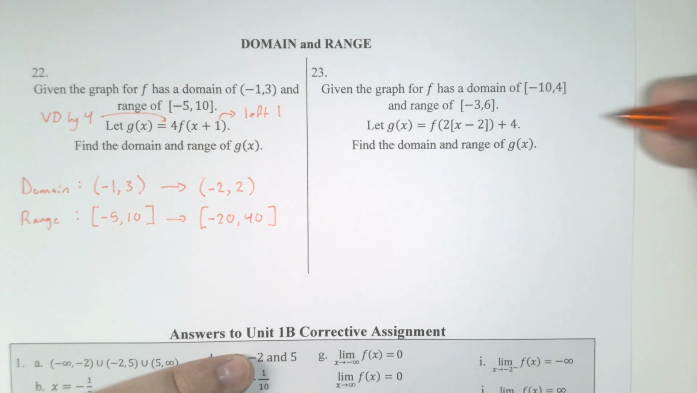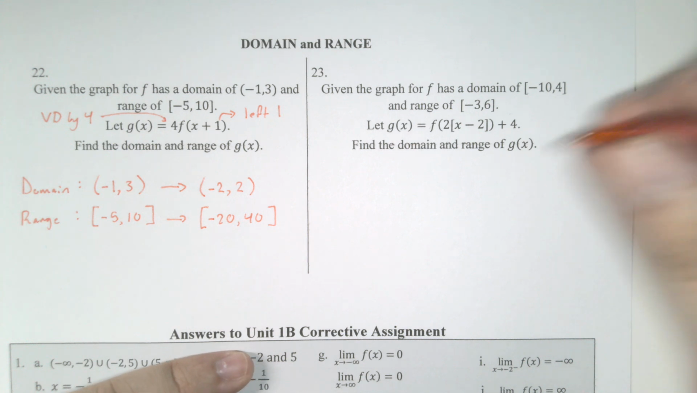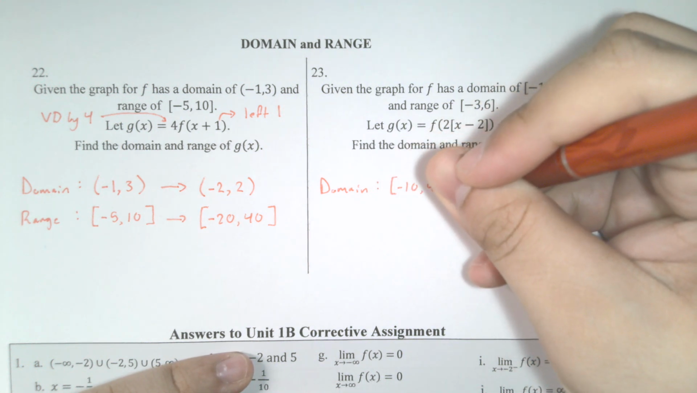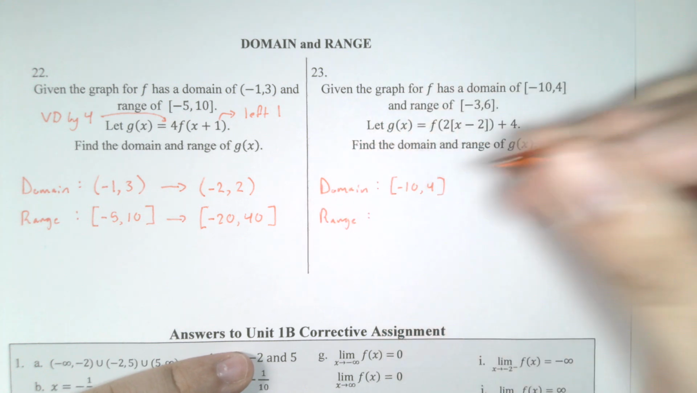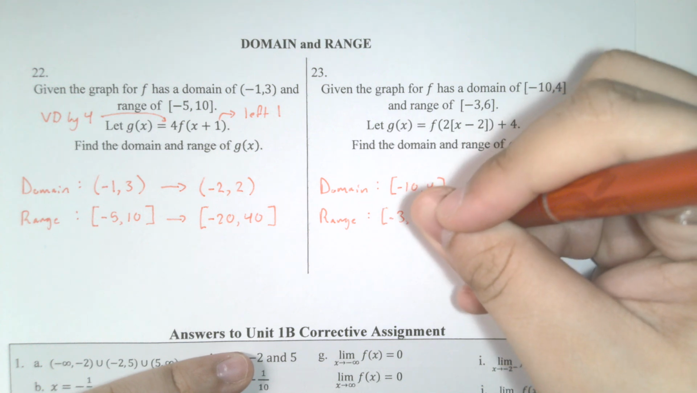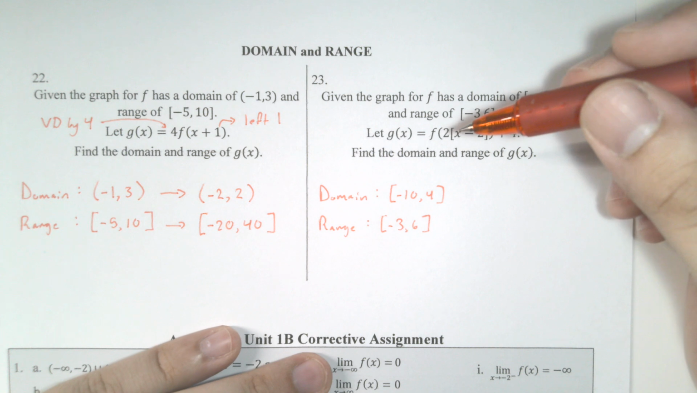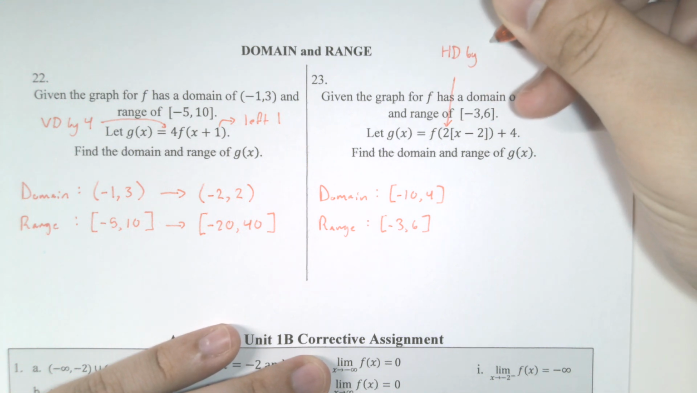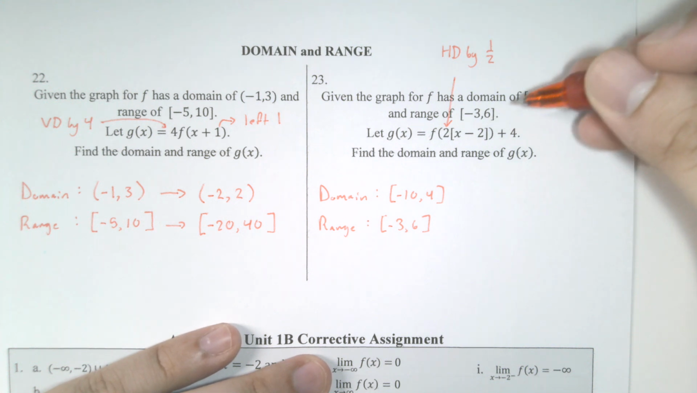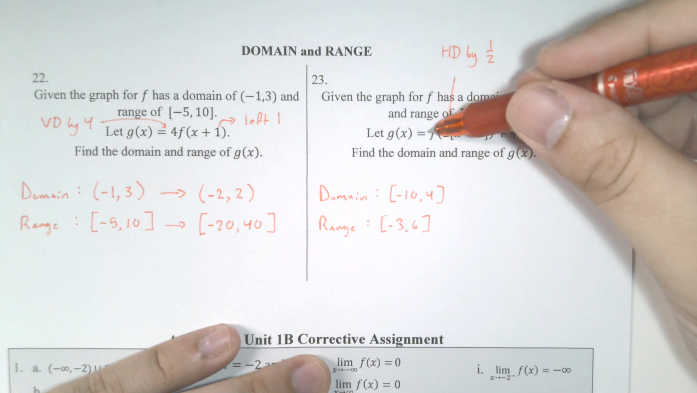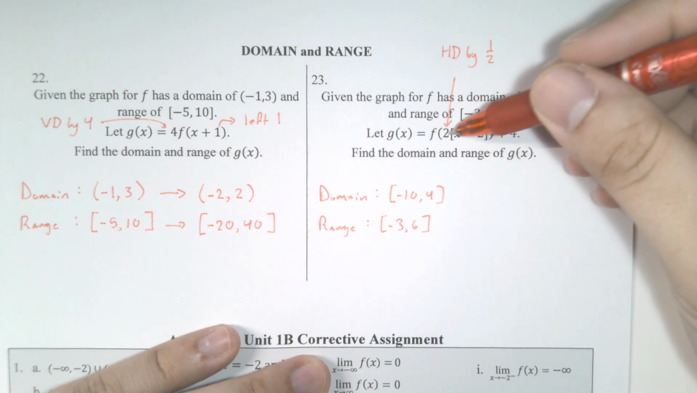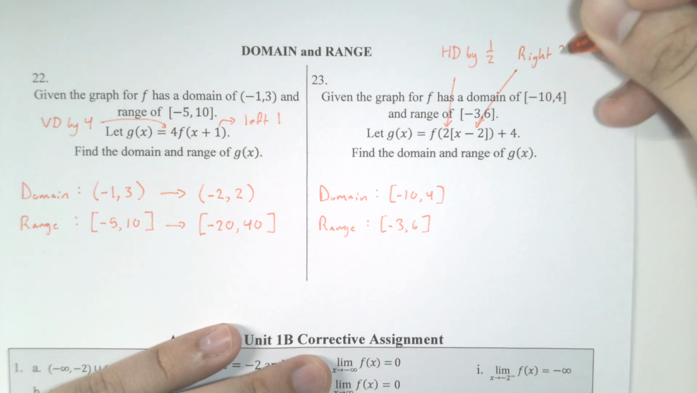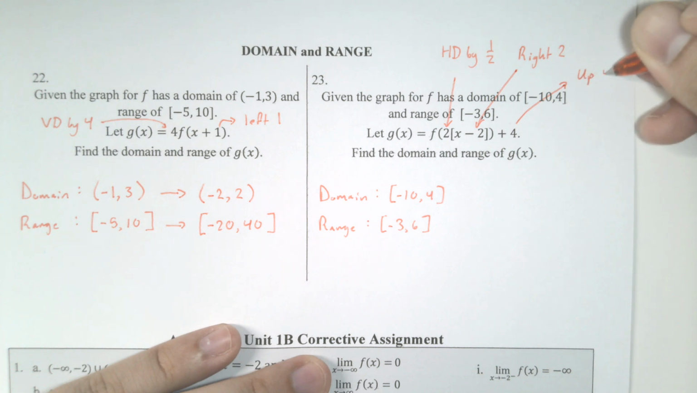And lastly, for number 23, the graph for f has a domain of -10 to 4, so I'm going to write that down. So domain -10 to 4, and our range from -3 to 6. So what's happening here? Okay, we have a lot going on. This 2 right here is going to be a horizontal dilation by 1/2. We know it's a horizontal dilation because if it was a vertical dilation, it would be on the outside in front of the f. But since it is inside the parentheses multiplied by x, it's going to be a horizontal dilation. The -2 is going to be right 2. And the +4 is going to be up 4.